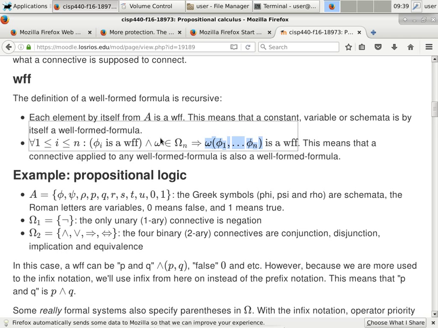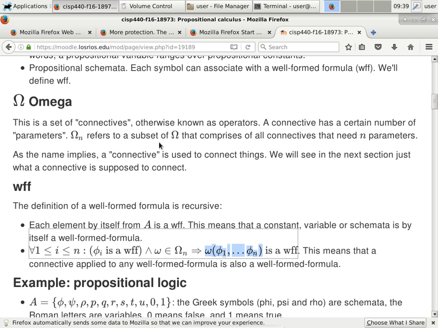Let me just double check on omega and see if it explains it. Yeah, it talks about it, I just skipped this part. Omega subscript n refers to a subset of omega that comprises all connectives that need n parameters. So the usual operators we deal with are mostly in omega 2, but there's also omega 1, which only has negation. And there's no omega 3. In C and C++, there is an omega 3. We know that as the ternary operator, yes.